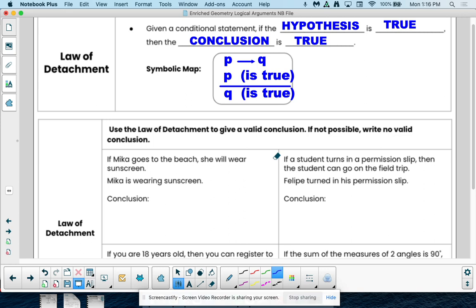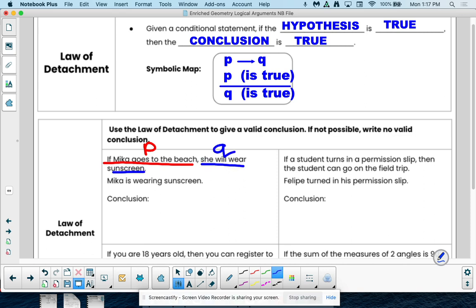So we're going to use the law of detachment to give a valid conclusion. If not possible, write no valid conclusion. If Micah goes to the beach, she will wear sunscreen. Micah is wearing sunscreen. Can we make a conclusion? That's what you want to say, but here, let's break this one down. What is P? What's our hypothesis of our first conditional statement? She goes to the beach. Yep. You guys label that and put P right there? Then what's our Q? She will wear sunscreen.